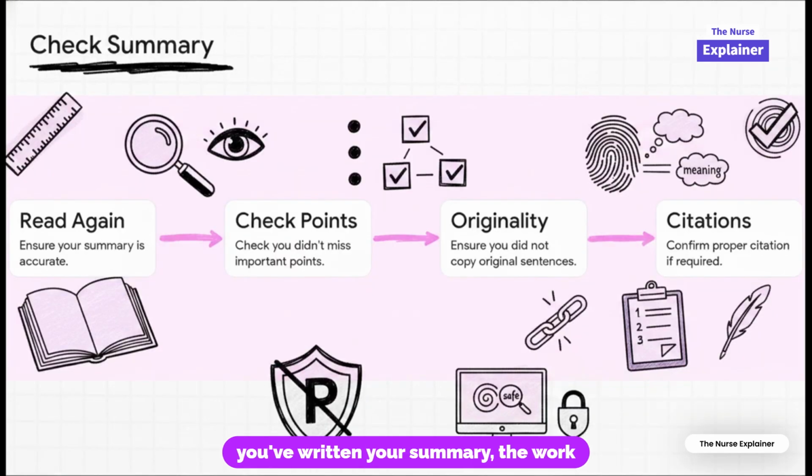Now, once you've written your summary, the work isn't quite over. This final checking stage is strictly non-negotiable. Step 1, read the article again to ensure you haven't missed any crucial points. Step 2 and 3, verify you didn't copy original sentences. We absolutely must avoid plagiarism. Keep the language different, but the meaning the same. And step 4, always confirm proper citations. Actually, our source highly recommends using a reliable plagiarism checker just to ensure absolute academic integrity.